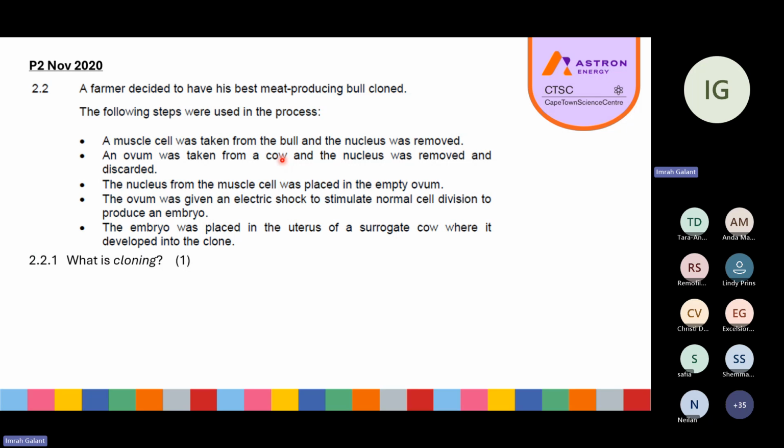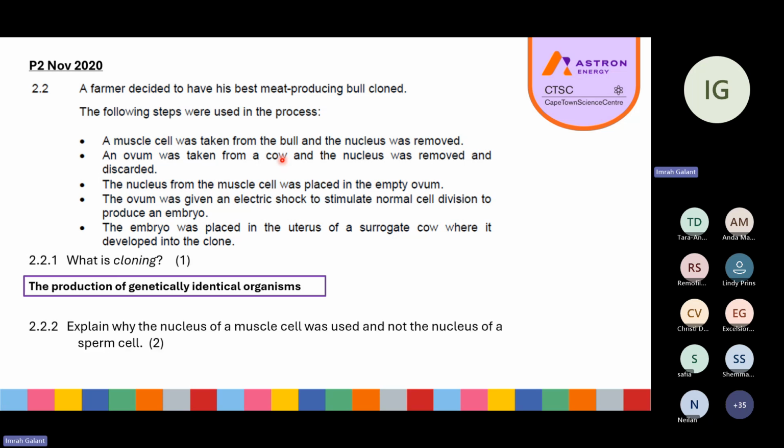Okay, so first and foremost, what is cloning? Simple definition: the production of genetically identical organisms. And then it asks, explain why the nucleus of a muscle cell was used and not the nucleus of a sperm cell. So if we look at the question, what did the farmer want? This is cloning. The farmer decided to have his best meat-producing bull cloned.